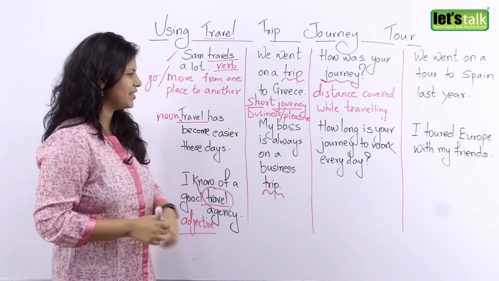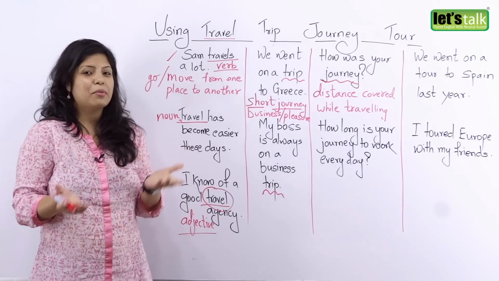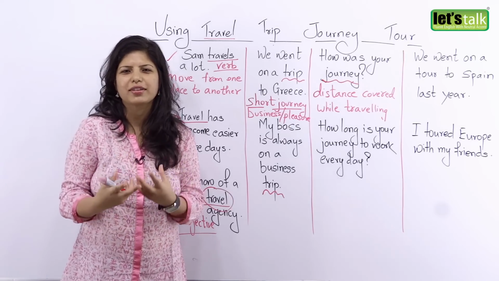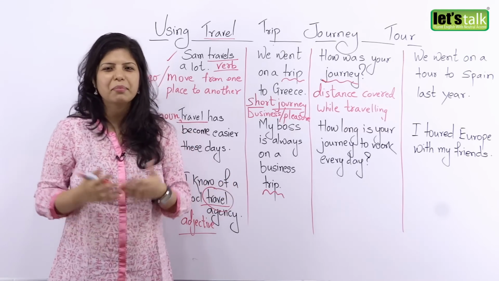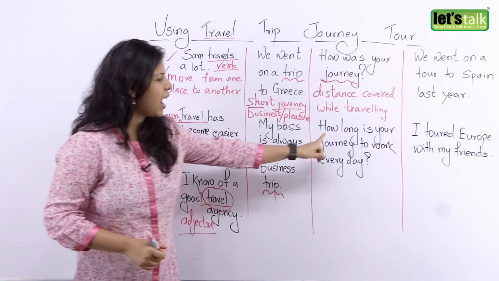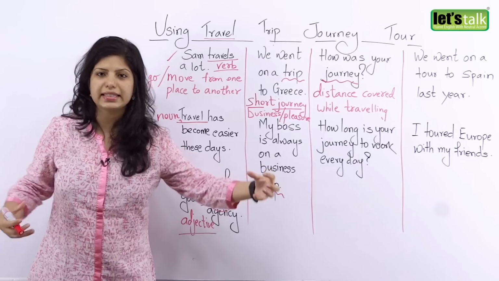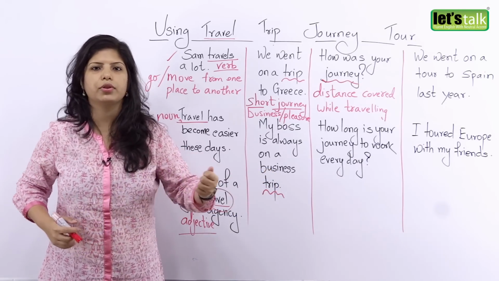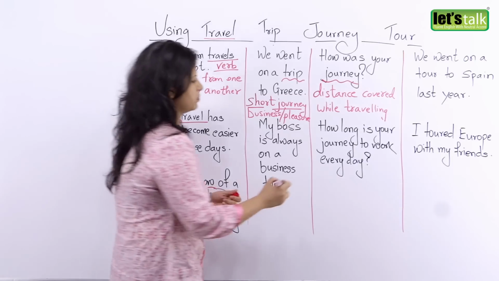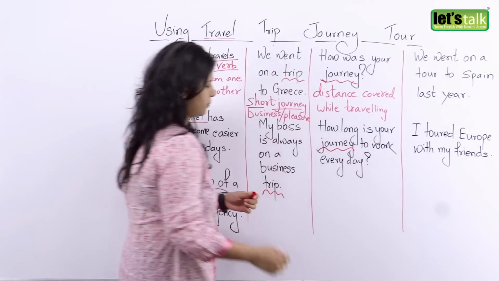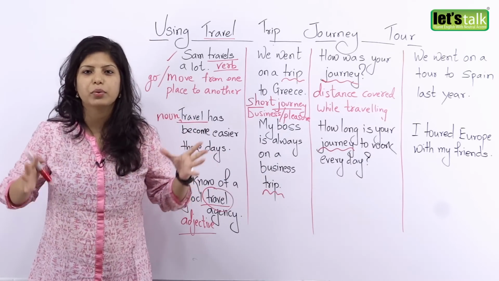And then the next question, how long is your journey to work every day? Well, some of us are lucky, we have to make a very short journey to work. Some of us take a long time to reach work, but that's how it is. So how long is your journey to work every day? Which means, what is the physical distance that you have to cover? Is it 5 kilometers? Is it a 2-kilometer journey? Something like that. So how long is your journey? So remember, journey is the distance covered while traveling.